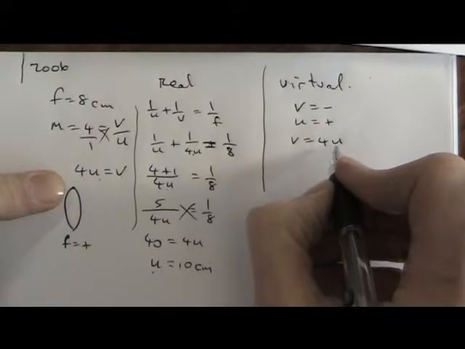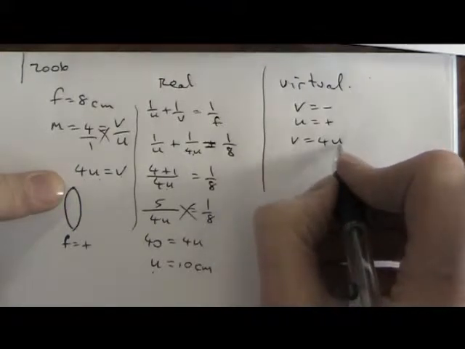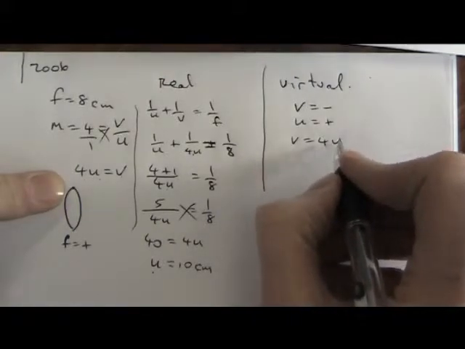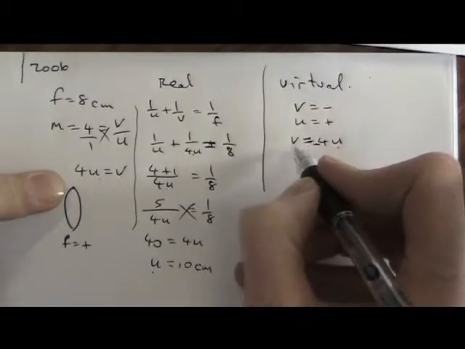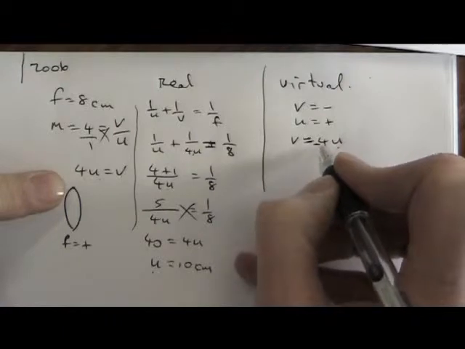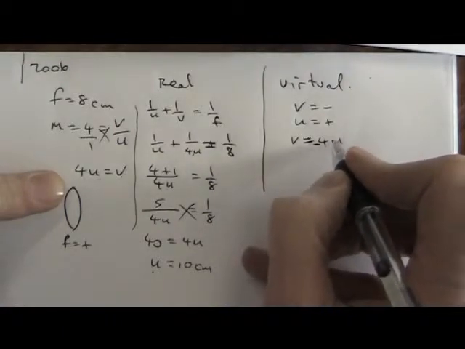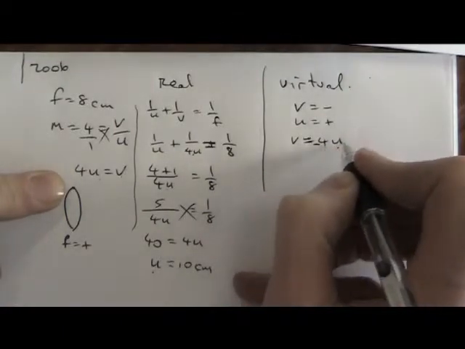So if U is always going to be plus, well, 4 times a plus number will always give you a plus number. So you've got to make it minus, because for a virtual image, V has to be minus. So V is equal to minus 4 times U, because we know U will be plus.